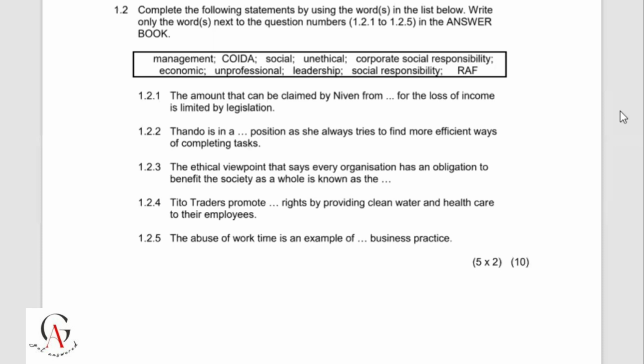So now that is going to be the RAF. Okay, grade 12. Okay, right. So now, grade 12s, let's move on to the second question, which is 1.2.2. It reads as follows. Tando is in a dash position as she always tries to find more efficient ways of completing the task. It means that Tando is on the level of managing, so our appropriate answer in this regard is going to be management.